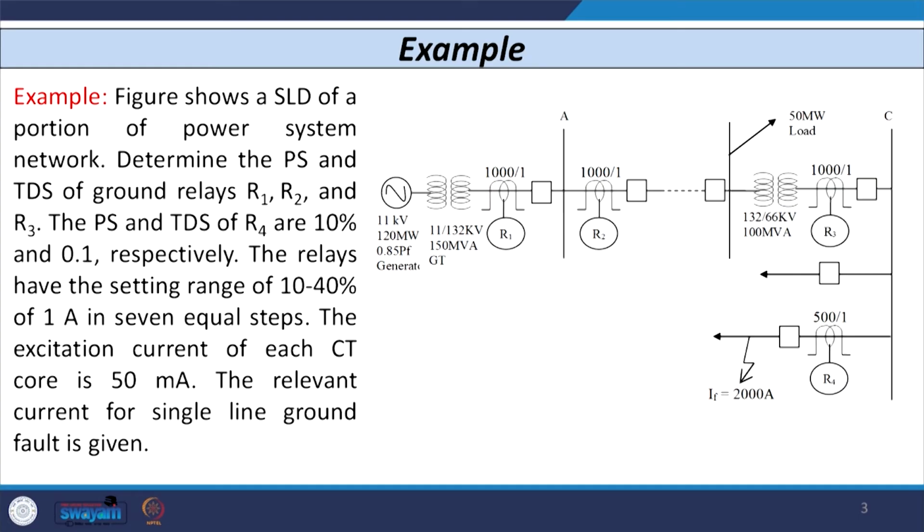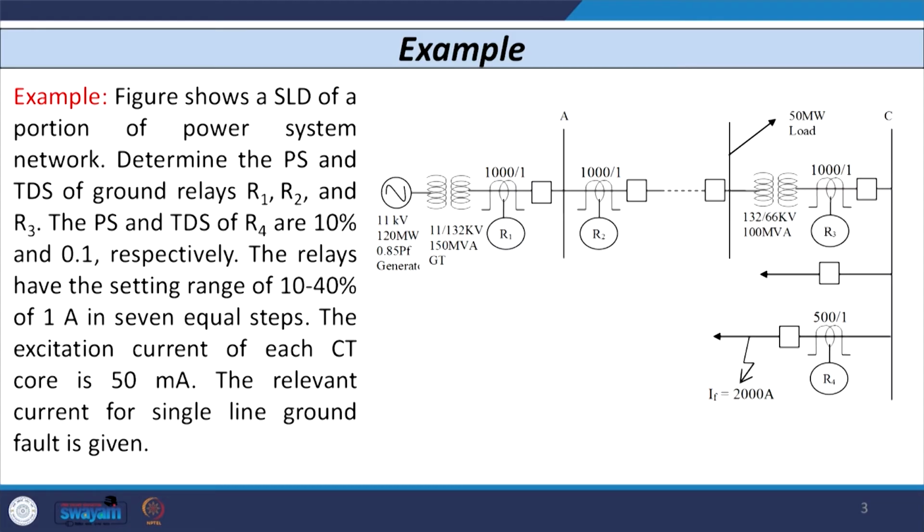Now, in this example, instead of giving fault MVA at different buses, only the fault current at the respective bus is given. So, for example, the fault current immediately after relay R4 is given as 2000 ampere, and the other case is also given. So, let us solve this.